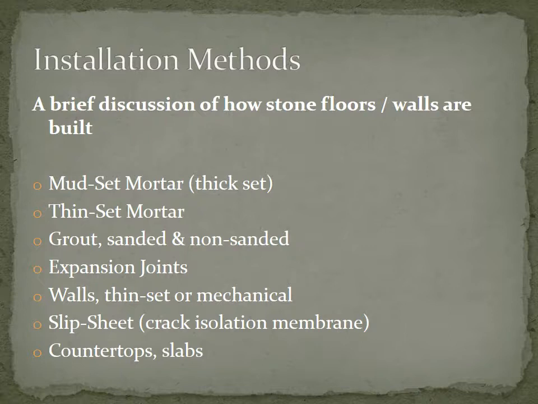Usually with a mud set mortar installation, the installer is going to do what they call back butter to the floor and the tile itself, where they take thin set mortar, which is used for tile setting, and skim the back of the tile, and then skim the floor as well, and then put the dry pack mortar down, fluff it up, and get it consistent in its density, and then take the tile and beat that in to compress this dry pack mortar, and using a level, create a flat plane.